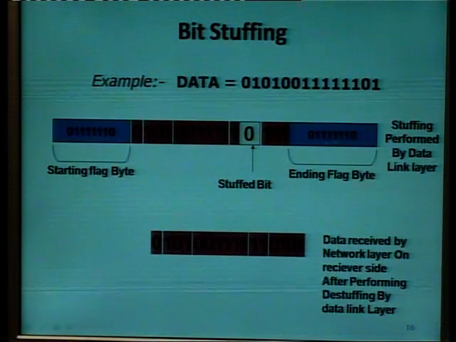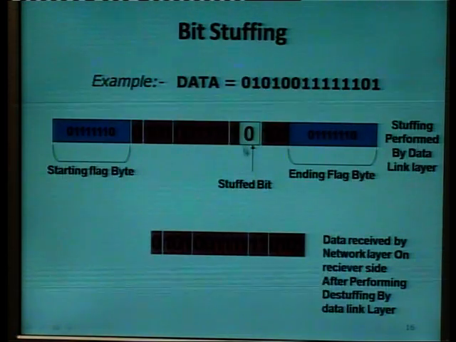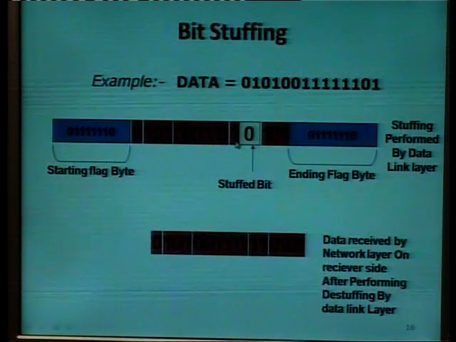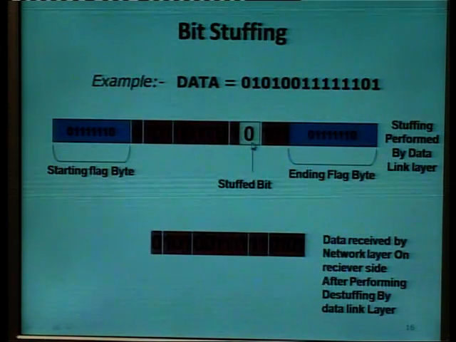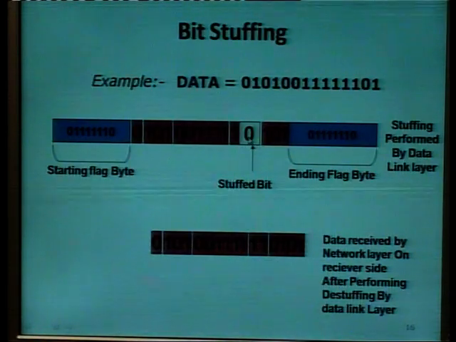So this flag byte should not appear in the data. So after 5 consecutive ones, a 0 is stuffed. If there are 5 consecutive ones in the data, then in bit stuffing a 0 is stuffed after the 5 ones by the sender's data link layer.